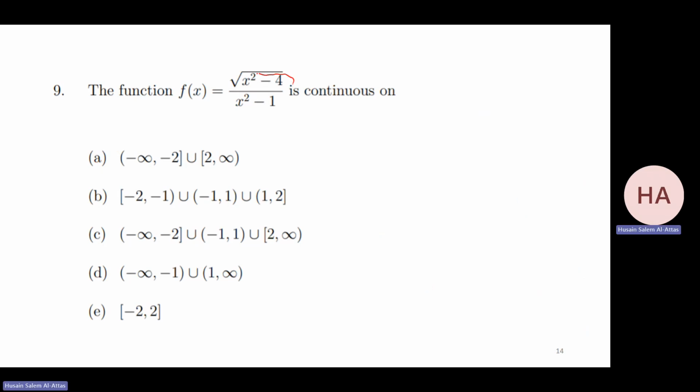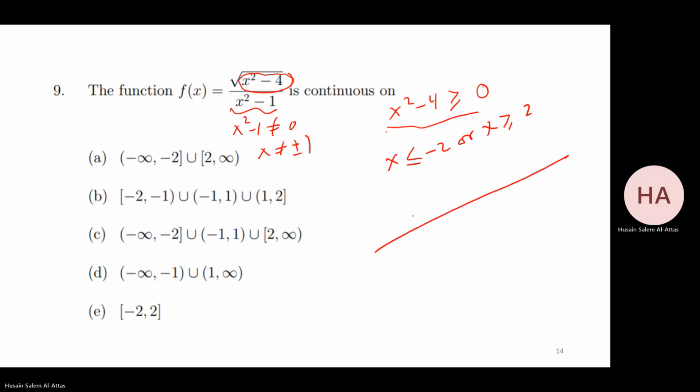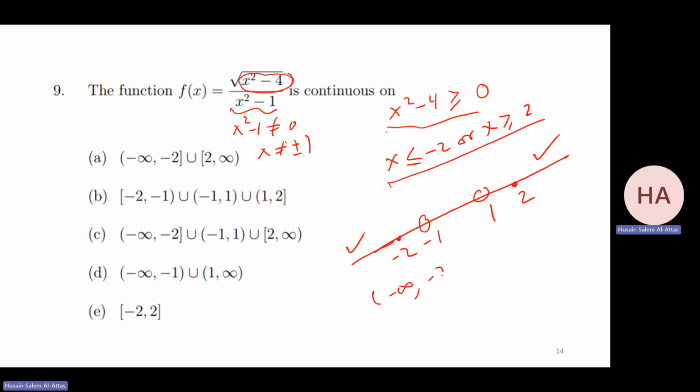This one, what are the restrictions? I need this to be greater than or equal to 0, and I need this not equal to 0. X not equal to plus or -1. We did this before, so it will be x less than or equal to -2, or x greater than or equal to 2. So we have -2, and we have the 2. But I need this side and this side. -1 is here, and 1 is here, which is already outside this domain. So that will make no difference. So the answer is minus infinity to -2, union 2 to infinity, which is this one.